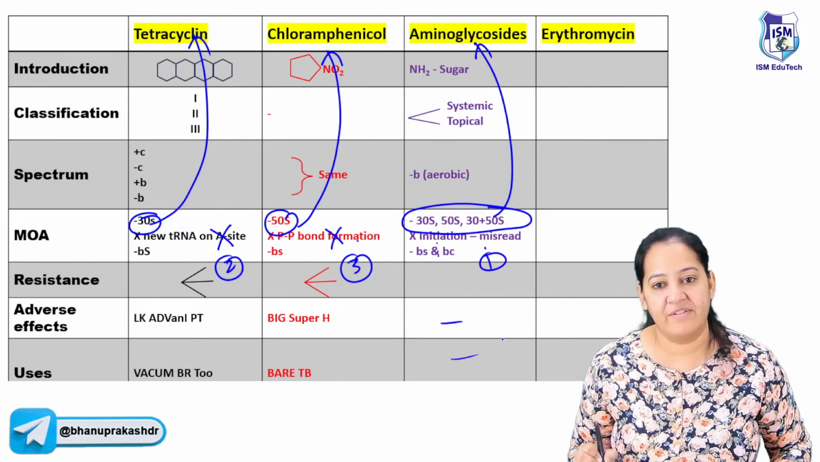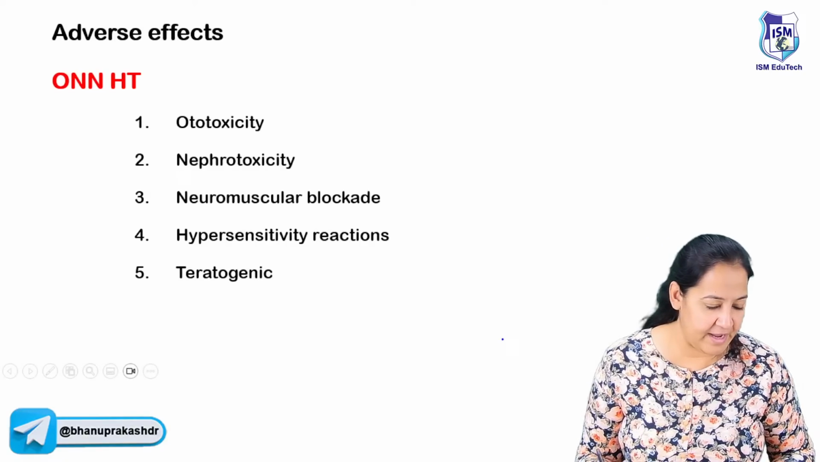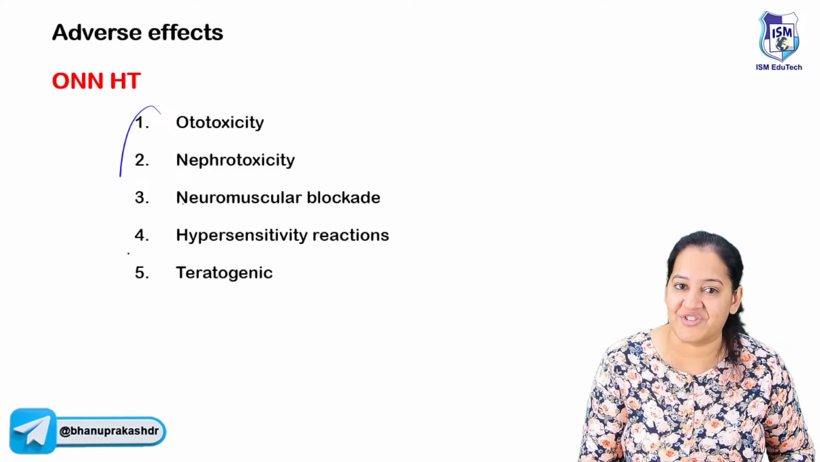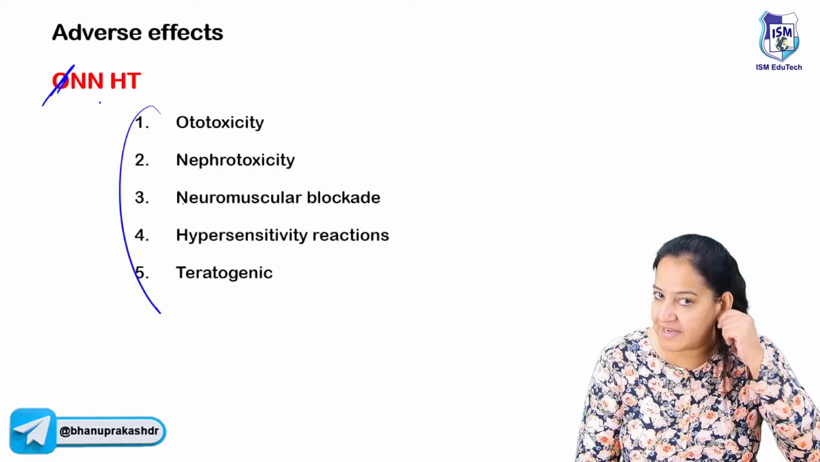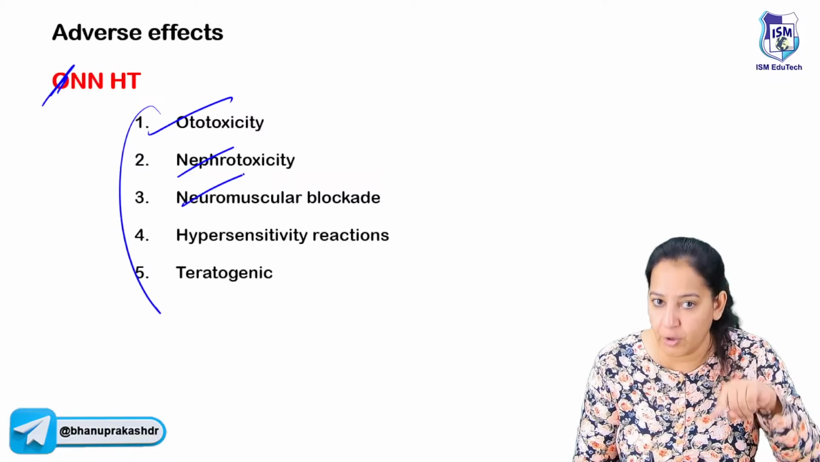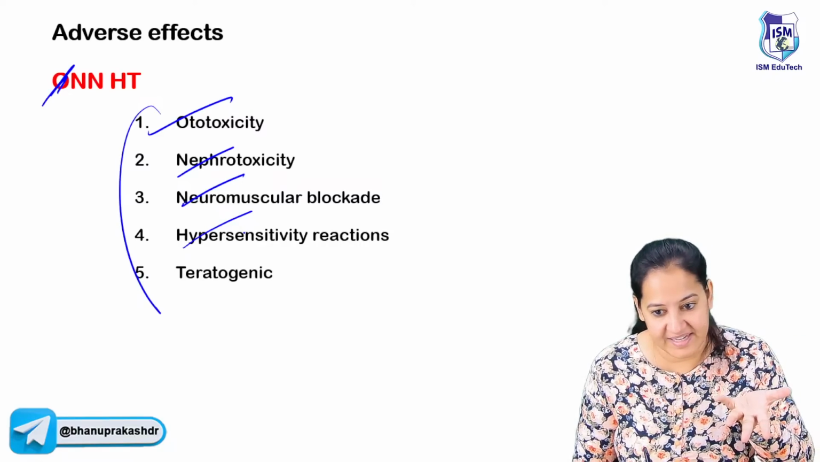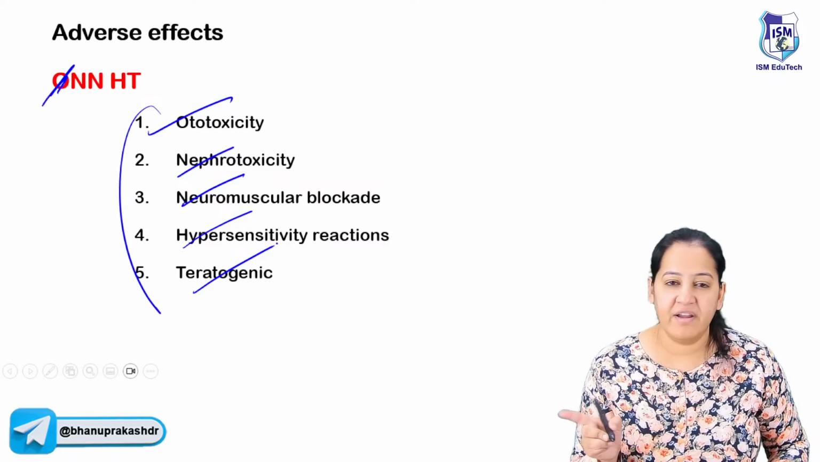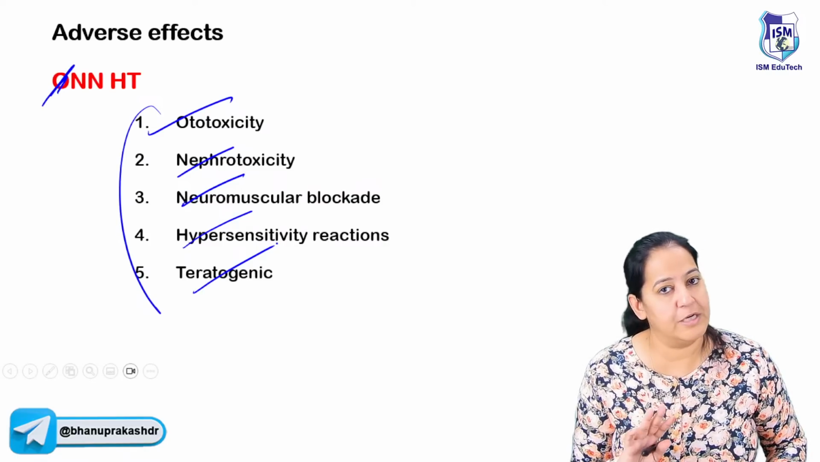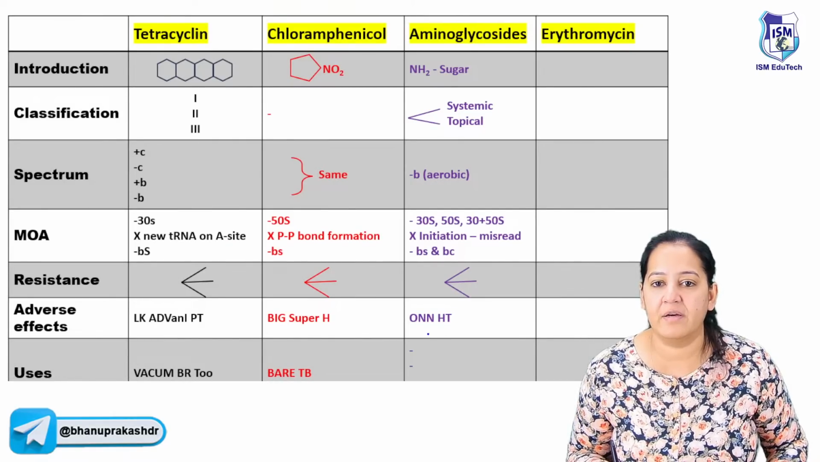Now the mnemonic for adverse effects and uses. The mnemonic for adverse effects, I already told you for streptomycin, ONHT. It is ototoxic, the person becomes deaf. Okay, nephrotoxic, neurotoxic. H is hypersensitivity, that is allergy, and T is teratogenic. Never give aminoglycoside to any pregnant lady. It's teratogenic. So ONHT.